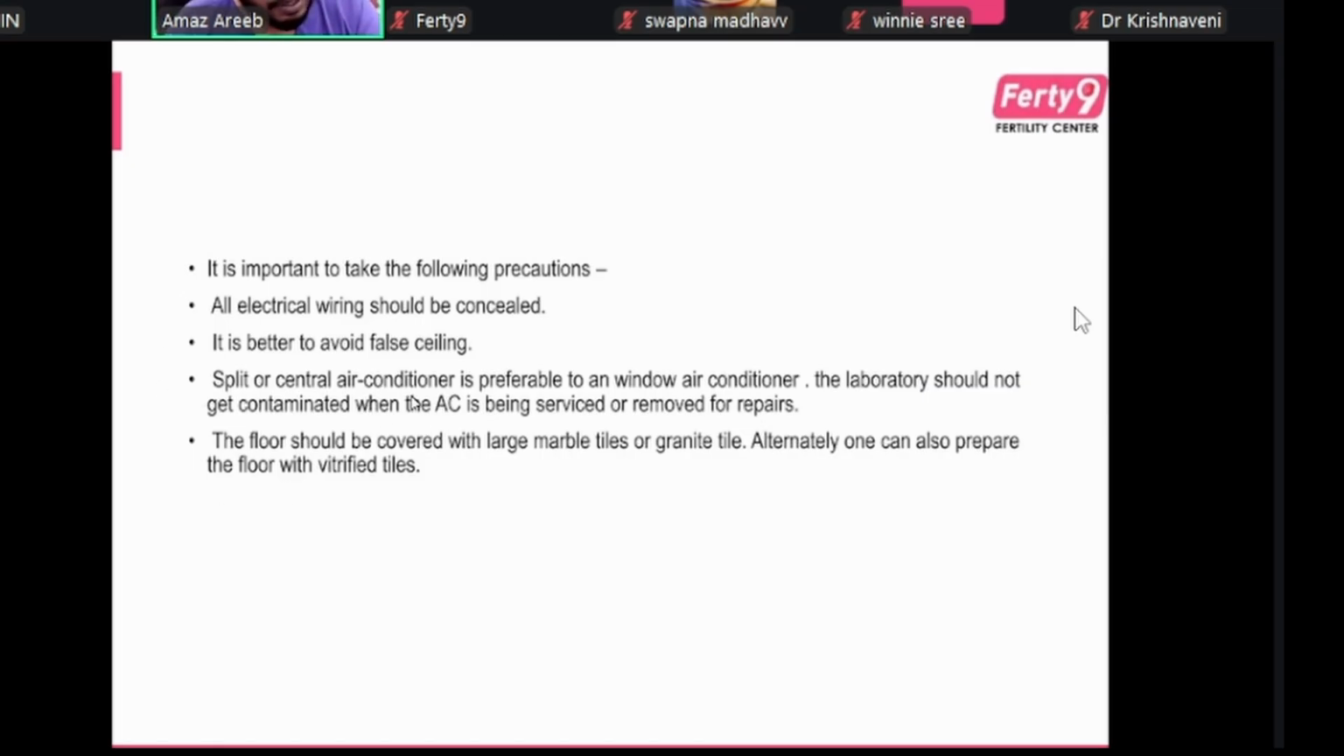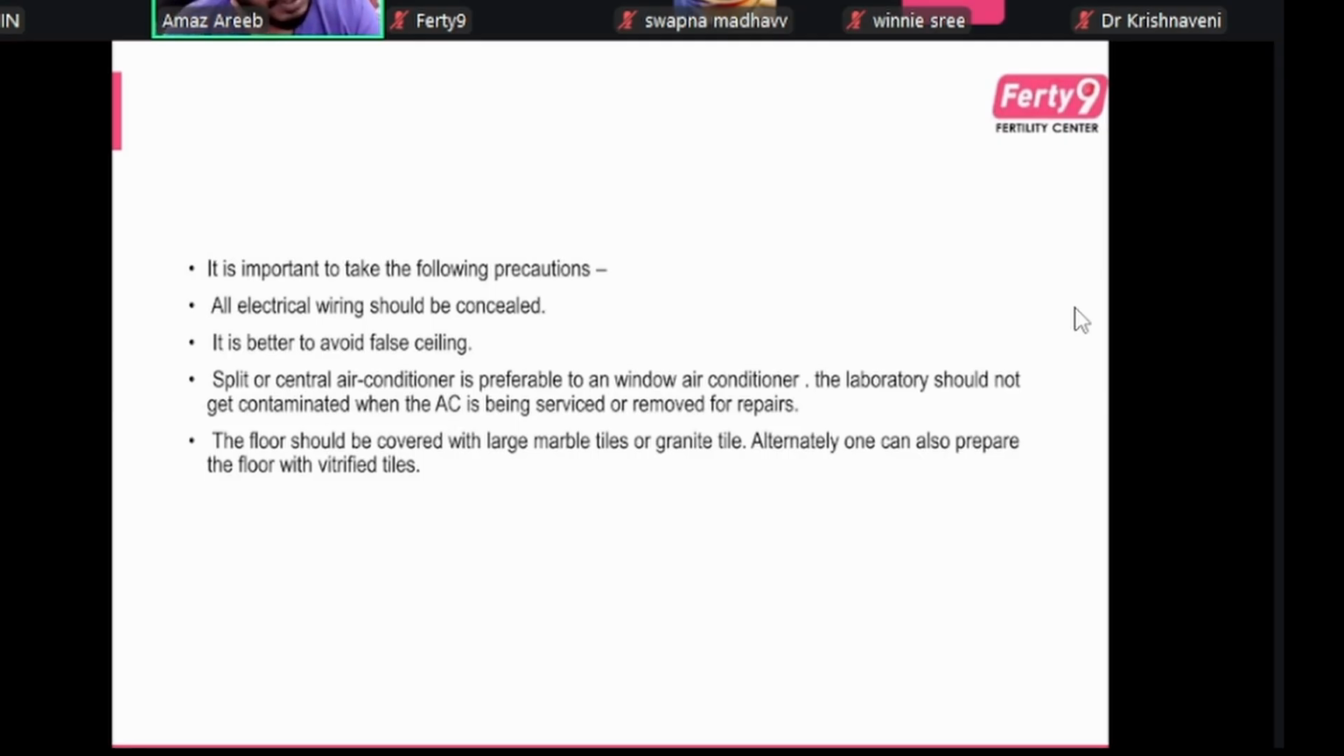And a split or central AC is preferable, because of the equipment that you will be using, like the centrifuge, the microscope or the refrigerator. To keep these at the proper temperature, you need to have the room at 24 degrees Celsius, or else the refrigerator or incubator temperature where you will be storing your sample will elevate according to the room temperature. So it is always better to have a centralized or split AC.